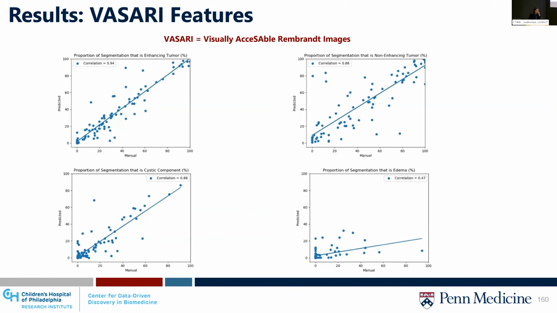As Mariam was mentioning in her talk, there are several features that the radiologists usually use. They're called Vasari features. And we show here that our prediction of, for example, enhancing tumor volume compared to the expert or manual segmentation by the neuroradiologist has a high agreement based on the correlation plot that you can see here. And similarly, for the non-enhancing tumor, cystic component, and edema.